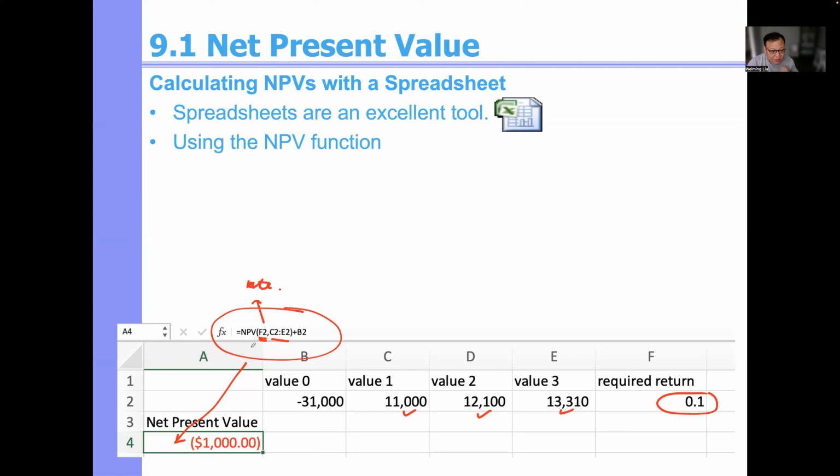So after this, we calculate the net present value, and then we're going to add B2. We're going to add this number. So my result is negative 1,000. So you can see that when you are using 3 different approaches, you still get the same result. So the net present value for that example is negative $1,000.